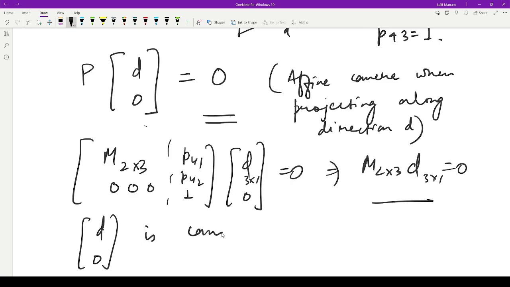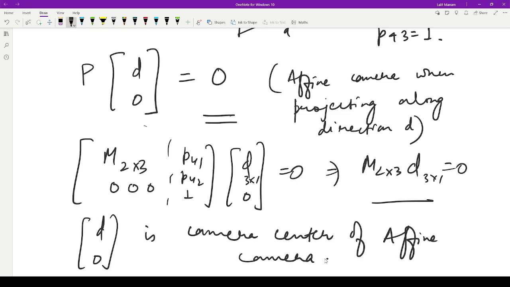This is the camera center of the affine camera. Which means what? What does this even mean? Camera center will have only two axes. No, no. This is 3 cross 1. But the last row is zero, so it should be only two. No. I want to know the physical meaning of it. It's okay. The last row here is 0 and this is 1. That's fine. Camera is at infinity. Yeah, camera center is at infinity.